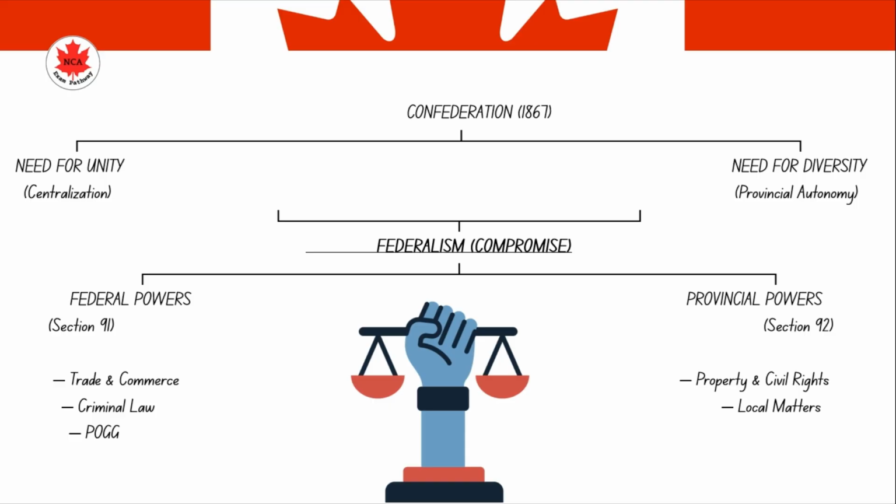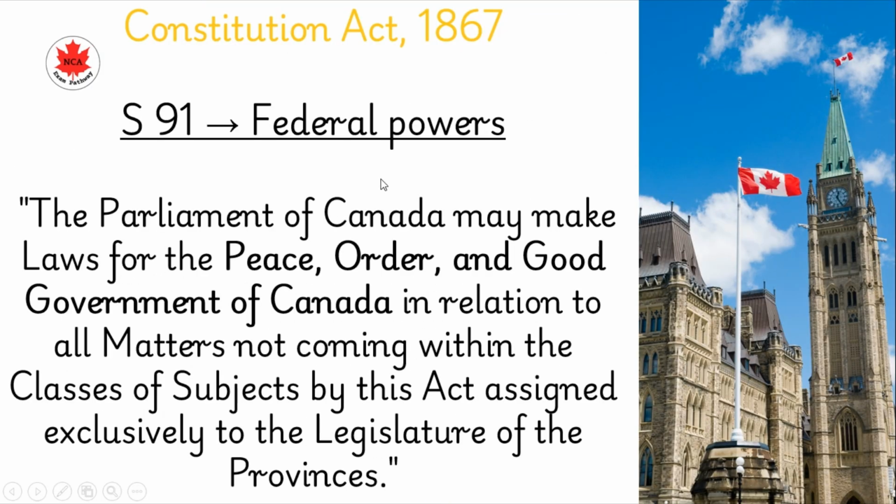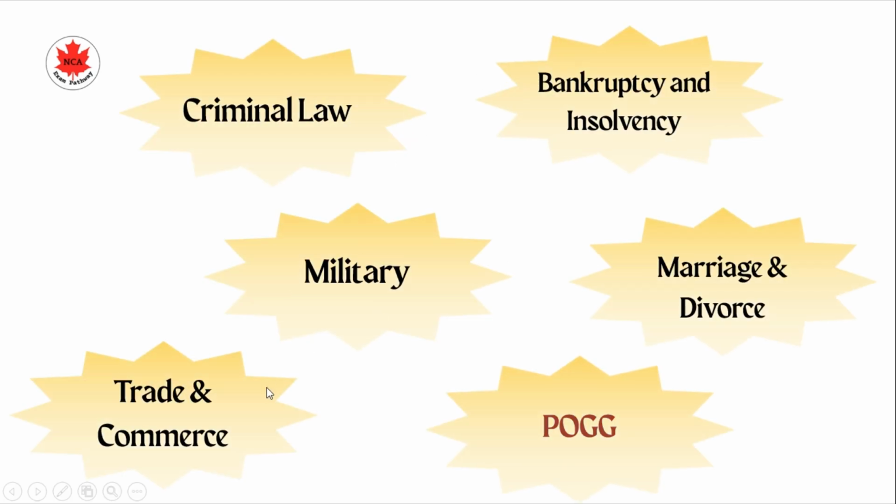Now you can see the core structure lies in Section 91 and 92, where Section 91 grants federal parliament authority over matters of national importance, basically the matters that affect the entire country. These include areas such as criminal law, bankruptcy and insolvency, military, marriage and divorce, trade and commerce, and residual power under peace, order, and good government, that is POG. The presence of POG indicates that the framers intended the federal government to have the capacity to legislate on matters that are not specifically assigned elsewhere, particularly where national coordination is required.